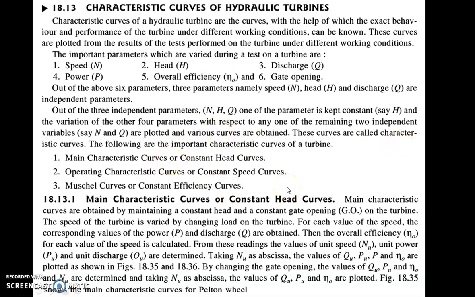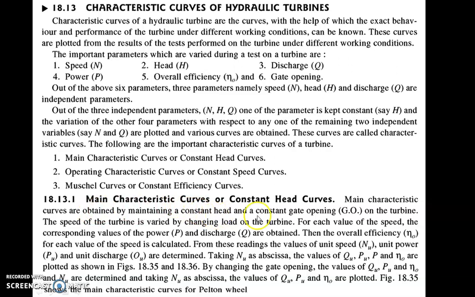Now depending upon which quantity you are keeping constant, they are called main characteristic curves or constant head characteristic curves, and operating characteristic curves or constant speed characteristic curves. The quantity which you are keeping constant decides which type of characteristic curve it is. If the head is maintained constant for the particular set of readings, you call it a main characteristic curve. If you are maintaining the speed constant, which is generally the operating condition of the turbine, all real turbines are in the operating characteristic curves. They are called operating characteristic curves because the speed is maintained constant.